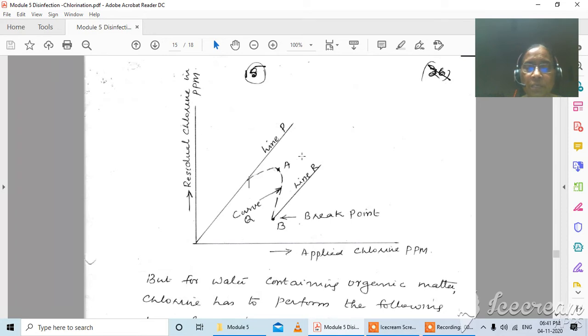So this point B is called the break point, and the chlorination after point B is reached is called break point chlorination. So when chlorine is added beyond the break point, whatever chlorine we are adding will break through the water and come out as the residual chlorine.